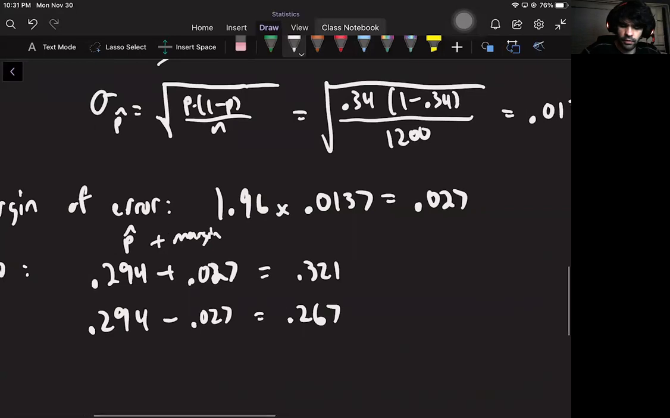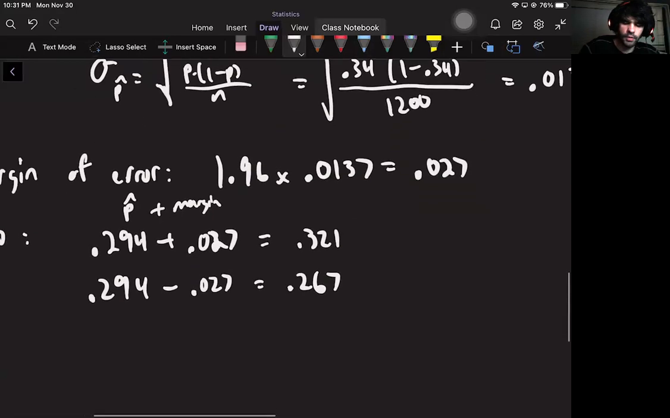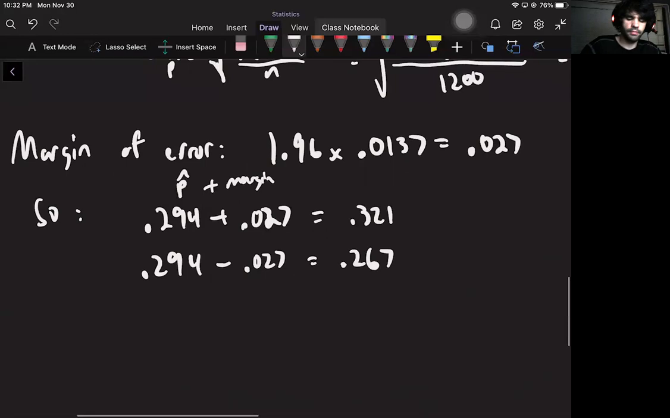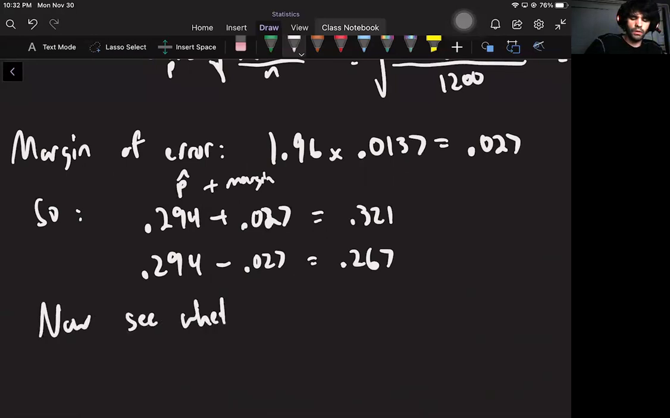Okay, so now how do I use this? So I'm not actually making a confidence interval for the same purpose as when I make confidence intervals in those other problems. Now what I'm looking at is whether or not the true proportion is in this interval.